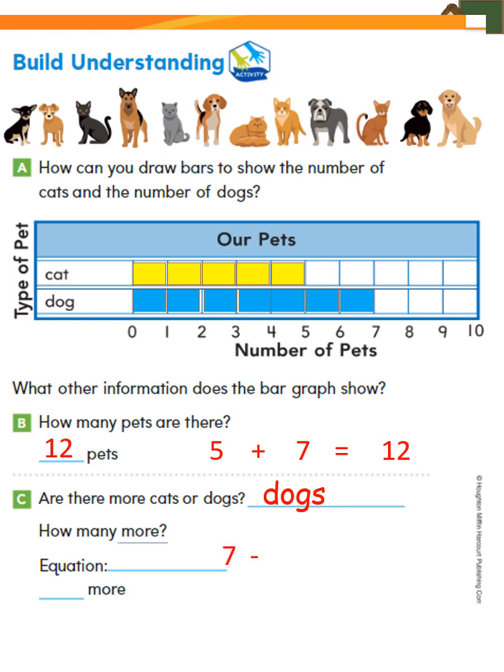7 minus 5. Can anyone figure out why did I put the 7 first in subtraction? It's because the bigger number goes first when we subtract. So 7 minus 5 equals 2. And if you look at the bar graph, you can see that there are 2 more on the dog line than there are on the cat line. So you can see that that bar is longer, and it is longer by 2 more.